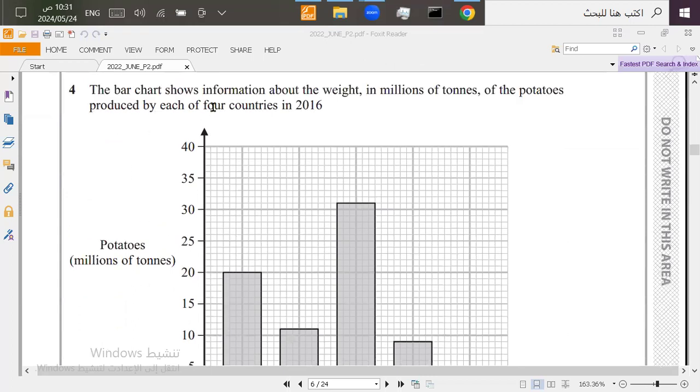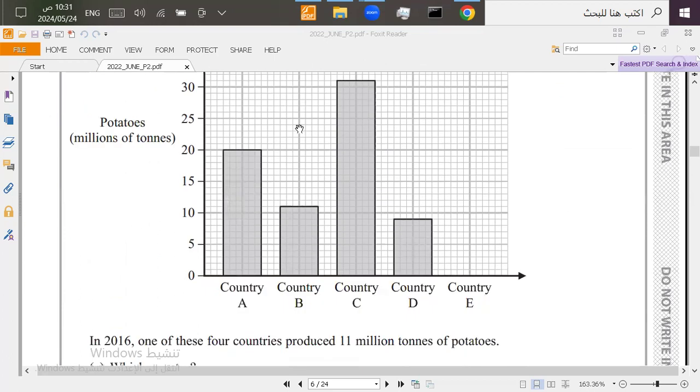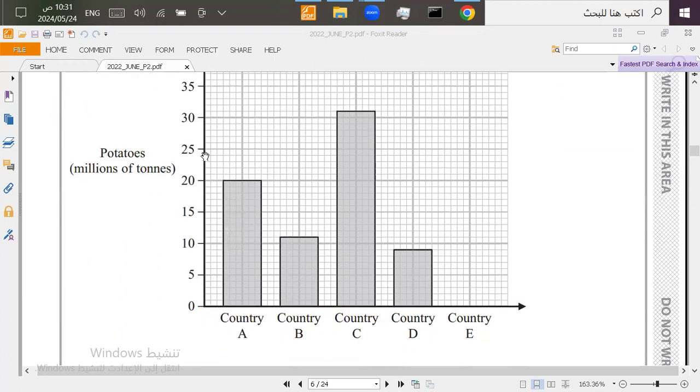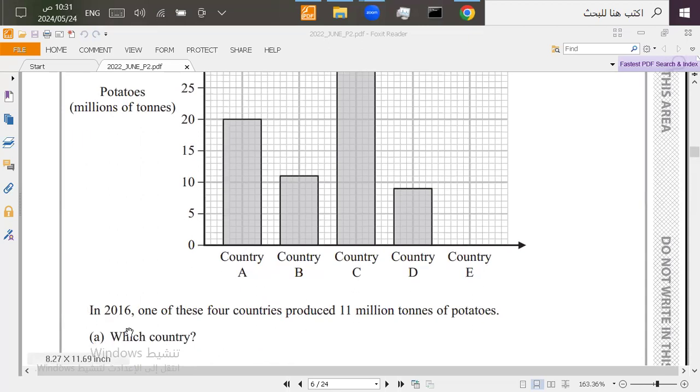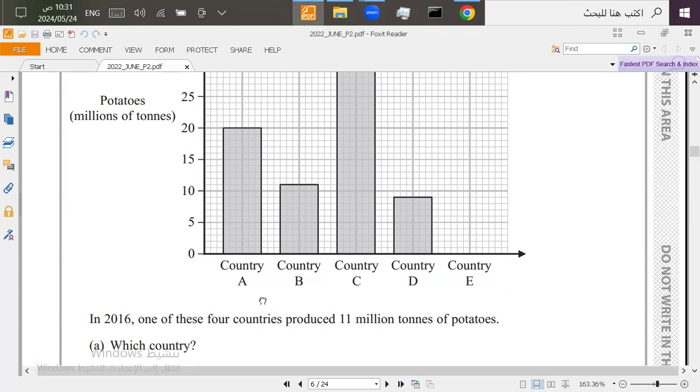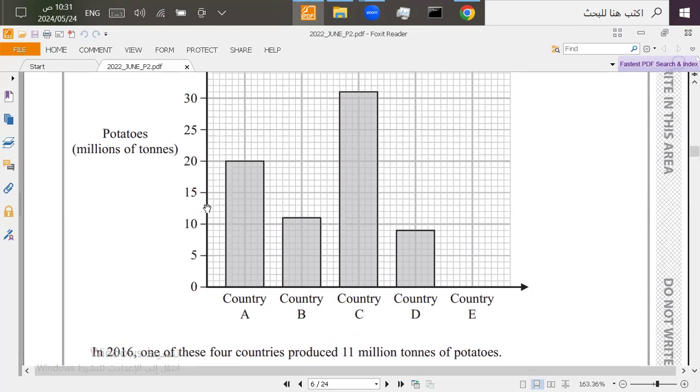The bar chart shows information about the weight in millions of tons of the potatoes produced by each of four countries in 2016. This is the weight of potatoes, millions of tons. These are the countries. In 2016, one of these four countries produced 11 million tons of potatoes. Which country produced 11 million? So we look for the 11, which is this one. I noticed that it's country B. So this is the 11.